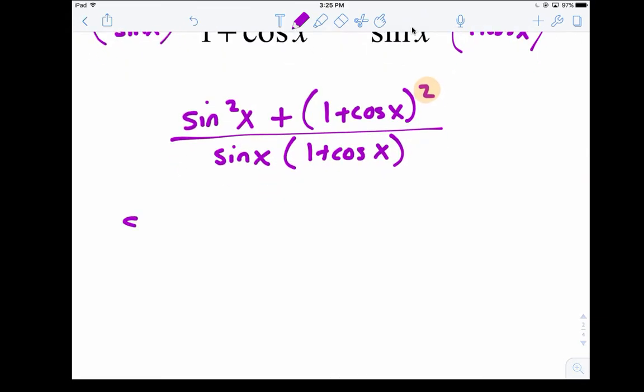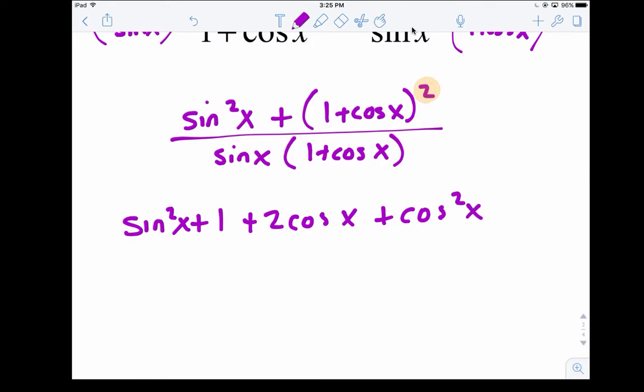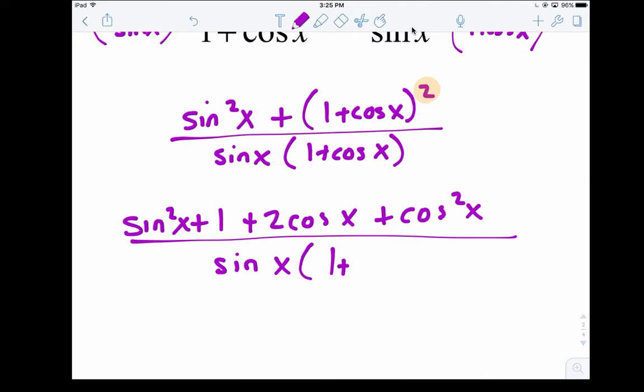And what that's going to do, that's going to turn into 1 times 1 is 1. 1 times cosine is cosine. Cosine times 1 is cosine. So cosine plus cosine is 2 cosine. And then cosine times cosine is cosine squared. And that's divided by sine times 1 plus cosine.